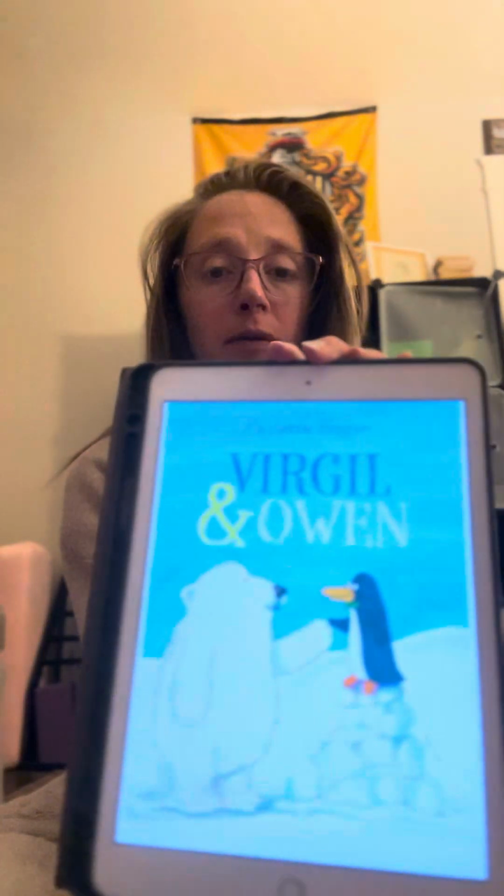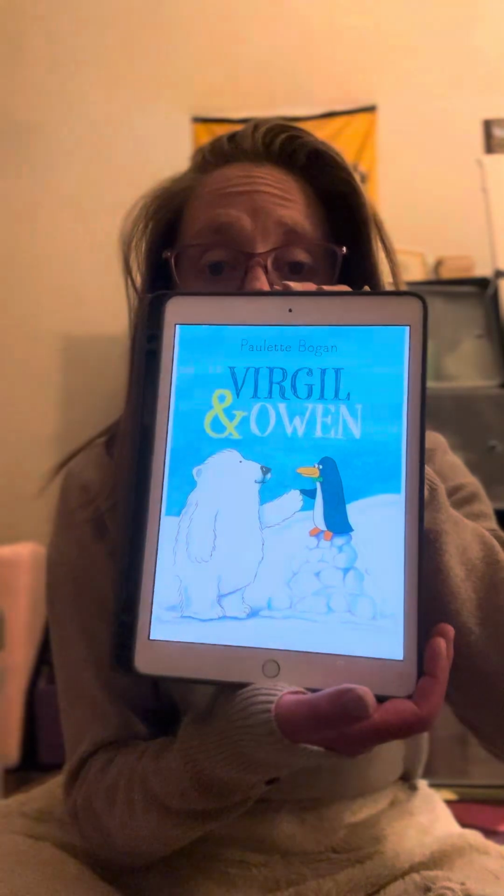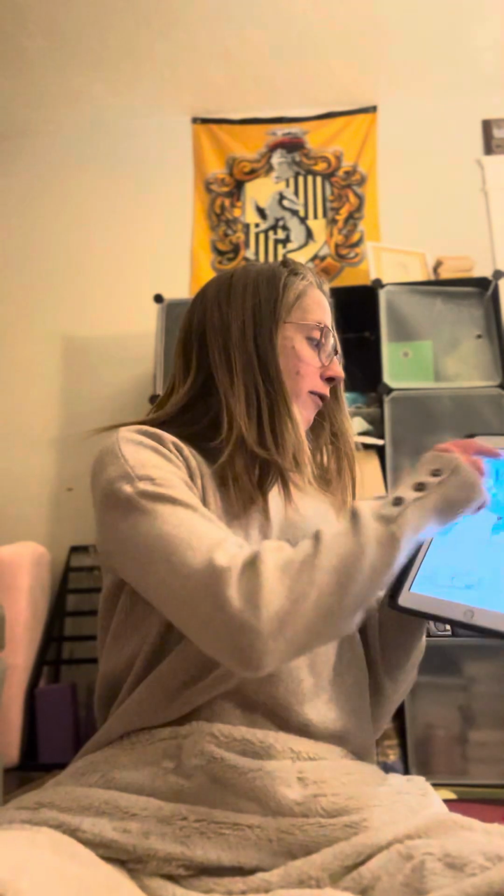It is Monday, so you know we do a children's book. In my class we have just moved into the Making Friends unit. So today we were talking about Virgil and Owen. Virgil, oh no, I turned the page. Virgil and Owen by Paulette Bogan.